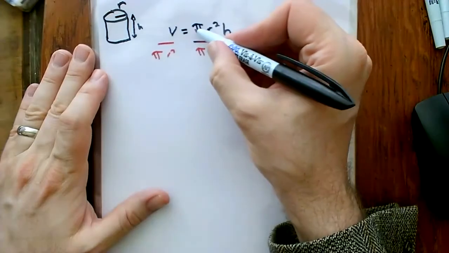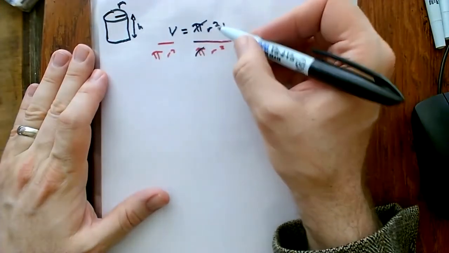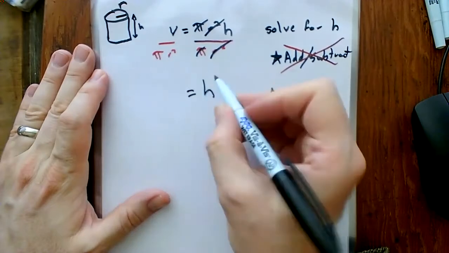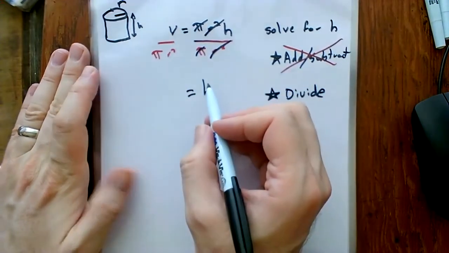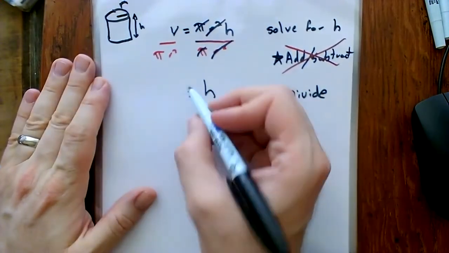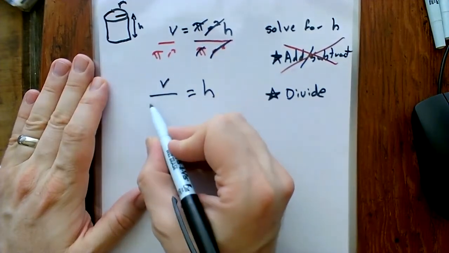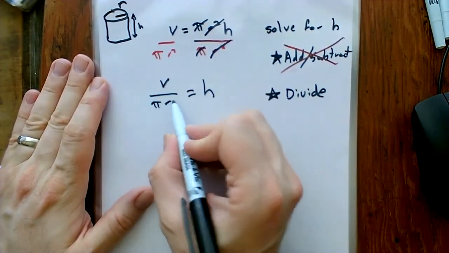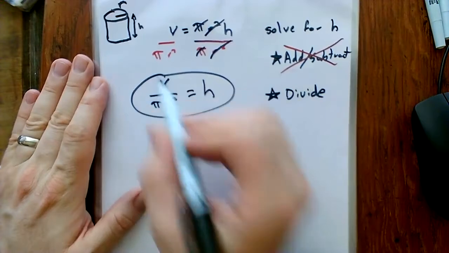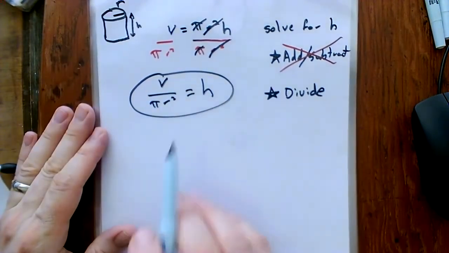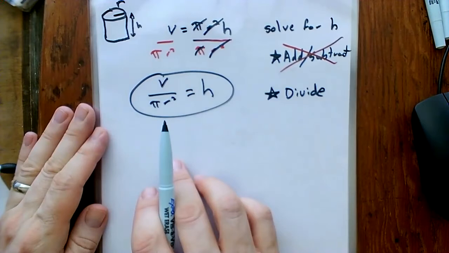And sure enough, pi over pi is equal to 1. R squared divided by itself is 1. So I'm left with h by itself on one side. I've isolated the variable. And over here on the other side, I've got v over pi r squared. So that's how we can solve something like this.